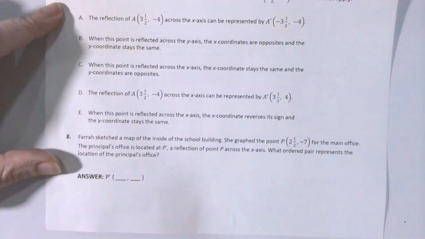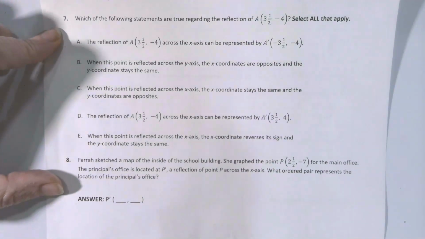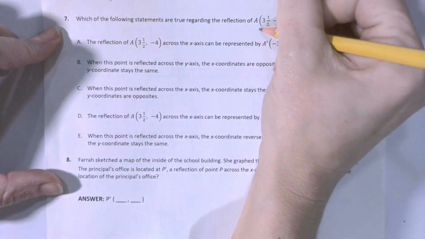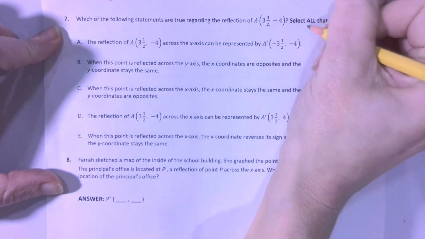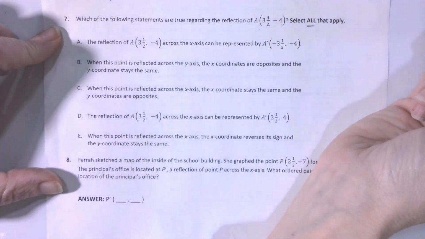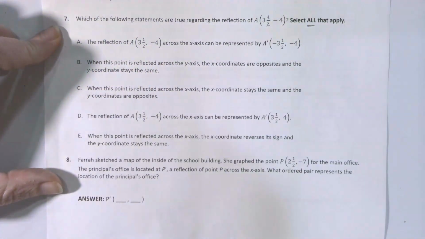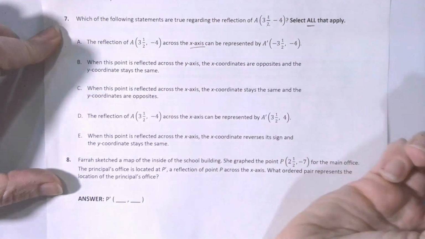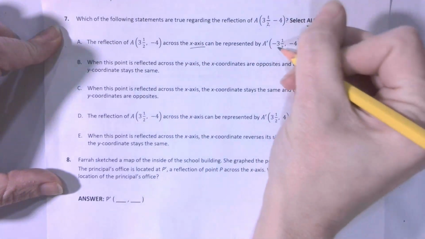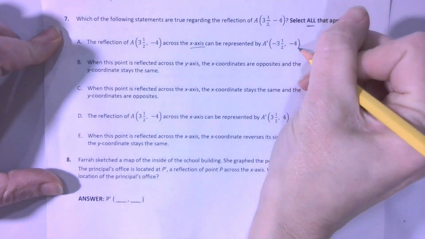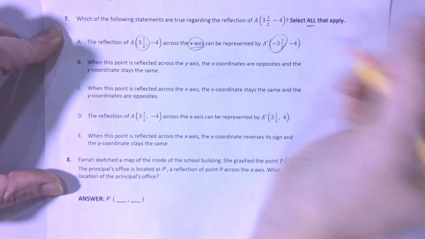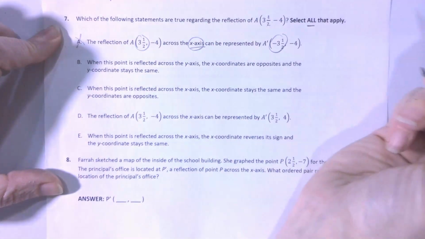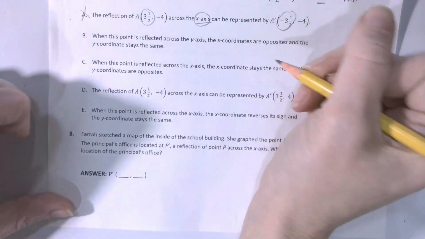Now, lastly, we have to choose from all of these statements. Tell which one is true regarding the reflection of the point A, 3.5, -4. Select all that apply. Be very careful on these, okay? First one says, the reflection of A, 3.5, -4, across the x-axis can be represented by A prime, -3.5, -4. Well, if it's across the x-axis, the x has to stay the same. Did it? No, it did not. So that's false.